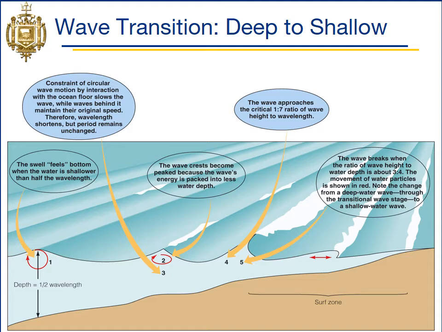So this bubble here in the top left of the slide is very important. So this fact that period remains unchanged is a critical thing that we have to understand about waves. So as water depth changes, as the wave moves from deep water into intermediate into shallow, the wavelength of the wave can change and the celerity can change, but the period never changes. The period remains unchanged for the entire life of the wave.